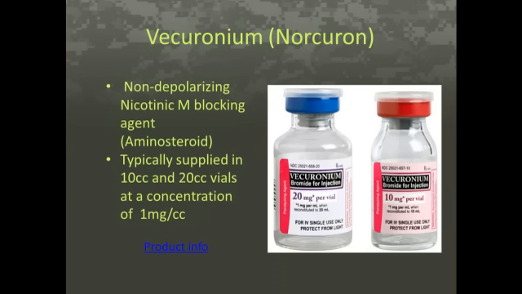Next, we're going to look at Vecuronium, also called Norcuron. Vecuronium is a non-depolarizing nicotinic M neuromuscular blocking agent. It's also in the category of aminosteroid. Typically, it's supplied in 10 or 20 cc vials at a concentration of 1 milligram per cc.